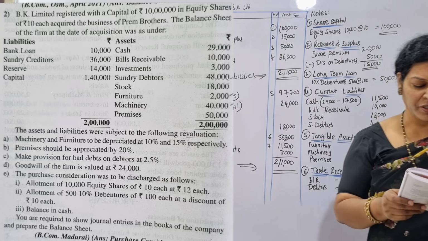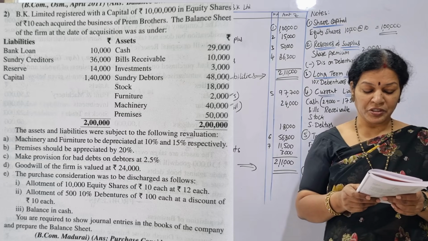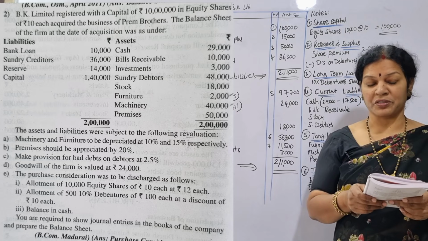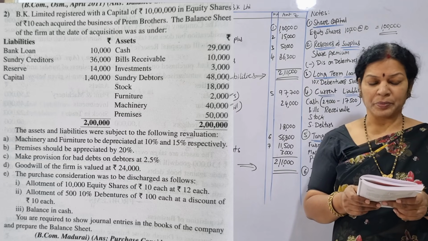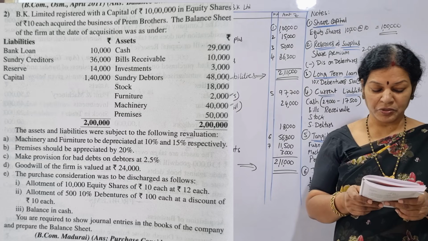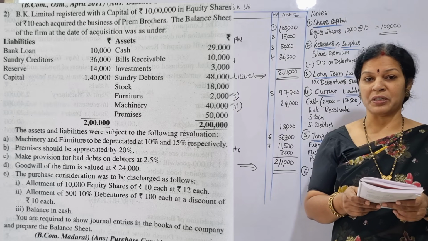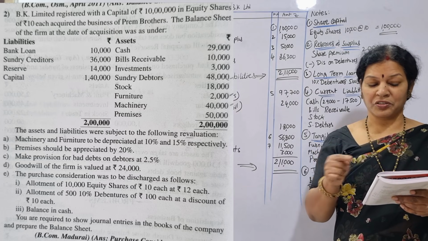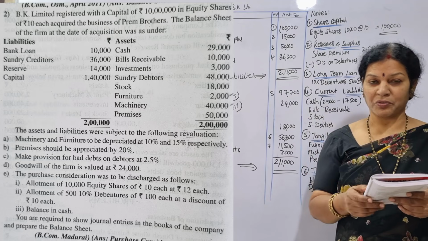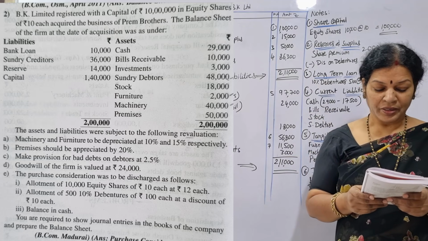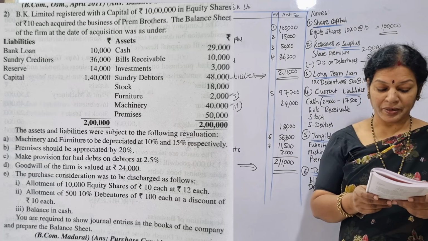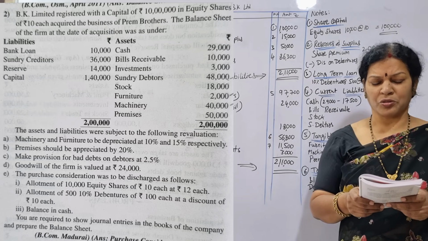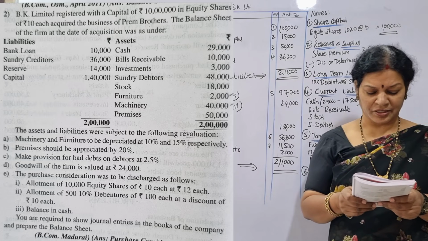Now what are they saying? First, machinery and furniture are to be depreciated at 10% and 15% respectively. Depreciation on machinery and furniture. Second, premises should be appreciated by 20%. So machinery and furniture, depreciation; premises, appreciation. Appreciation means we will be adding. Next, make provision for bad debts on debtors at 2.5%. This is also deducted from the debtors.